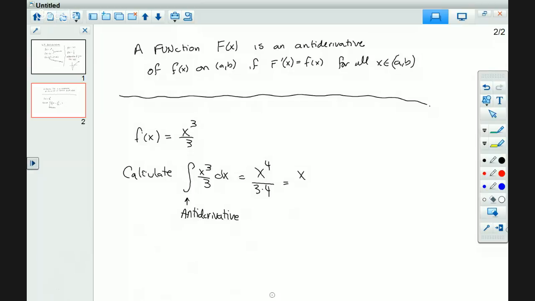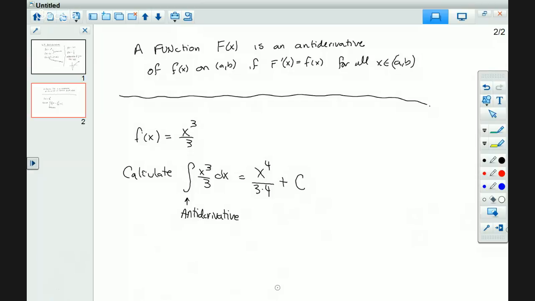Now here's where you have to be a little bit careful with antiderivatives. We have to add a constant. Only when they're in a fraction? No. Anytime you take an antiderivative, you have to add a constant.